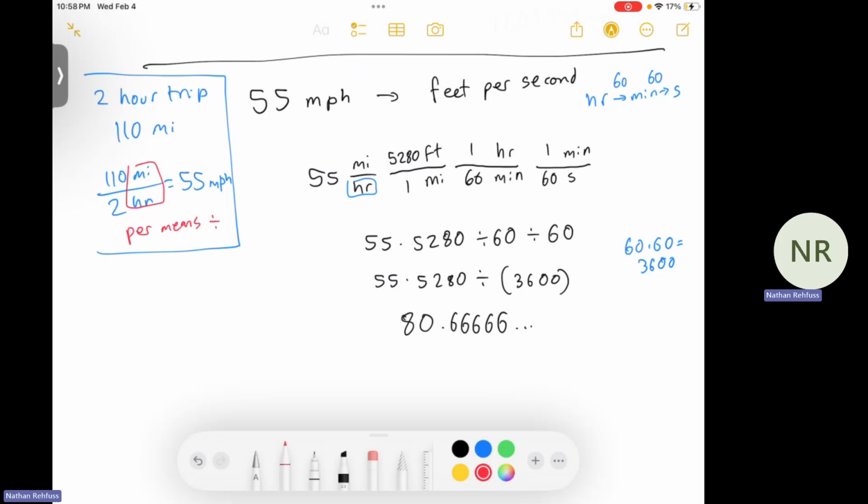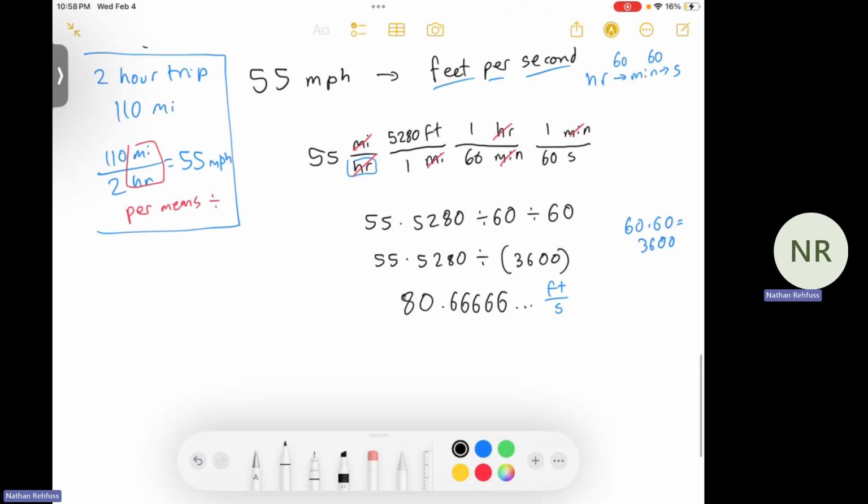And now let's look at the units. Miles cancels with miles, and feet remain. Hours on bottom cancels hours on top. Minutes cancels minutes. So our final answer has feet in the numerator and seconds in the denominator. That's exactly what we want, feet divided by seconds, feet per second. So if you're driving 55 miles an hour, your car is moving 80.666 feet every second.